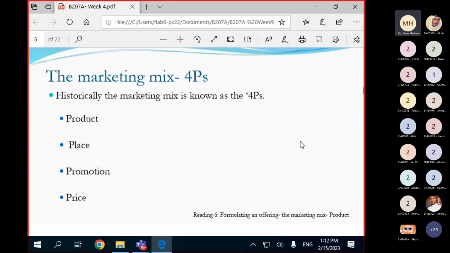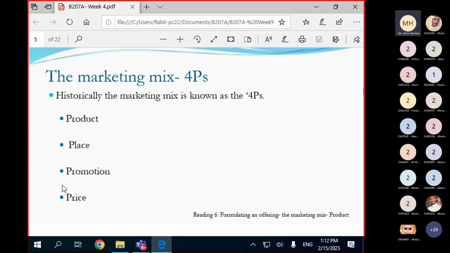I'm sure you have heard about this concept before, what we call the marketing mix or 4 Ps. This is the core concept that you will learn in marketing. What are the 4 Ps? Product, place, promotion, and price. You can say them in any order, it doesn't matter. But these 4 Ps form what we call the offering for my target market.